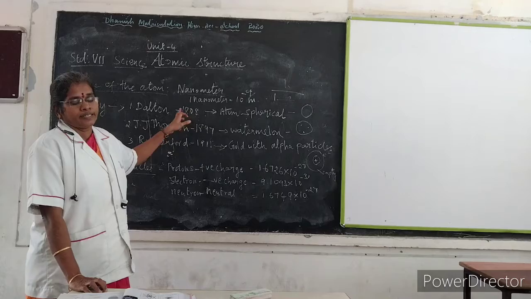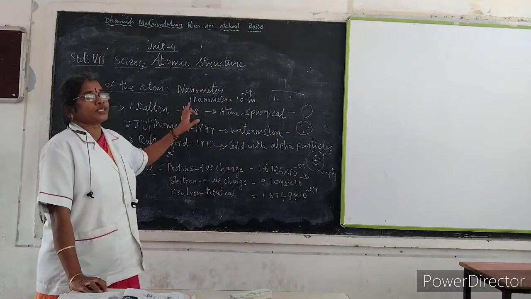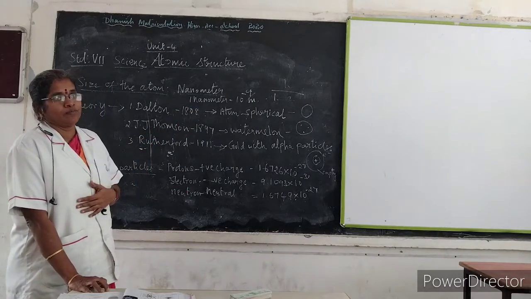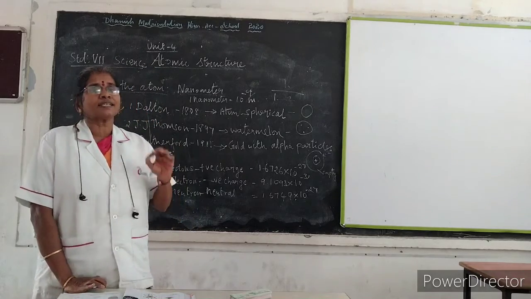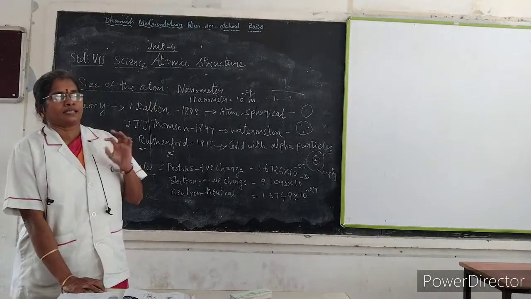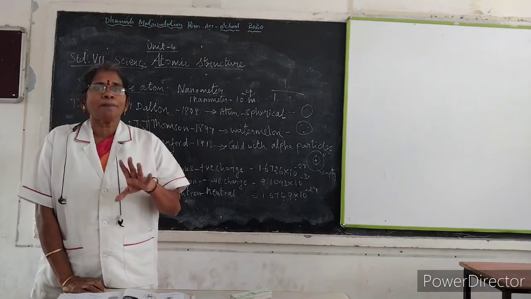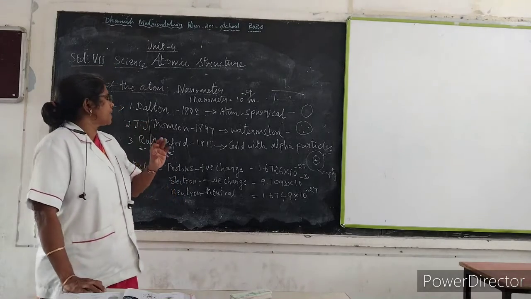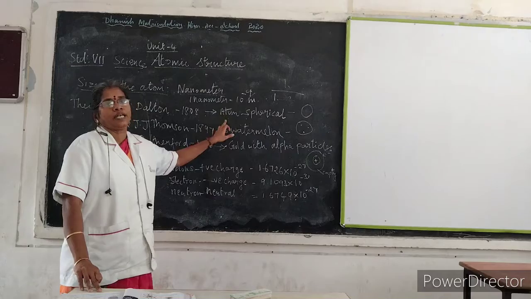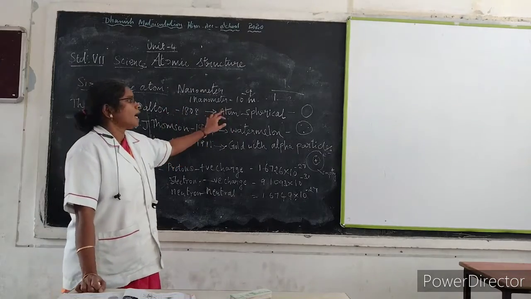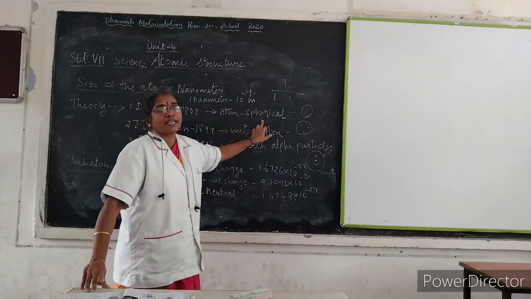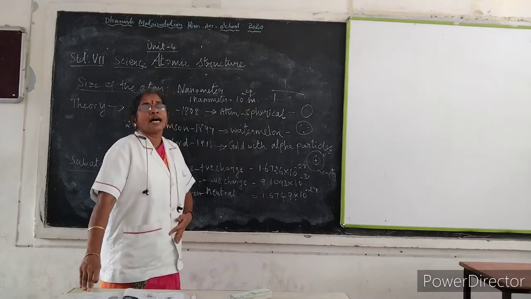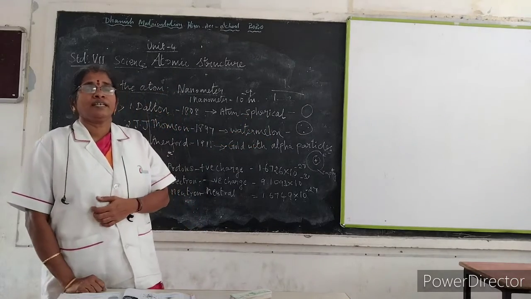In the year 1808, he proposed one theory about the atom. What he explained is that matter consists of small particles. The name of the particle is atom. He named the small particle as atom, and he told that the atom is spherical in shape.